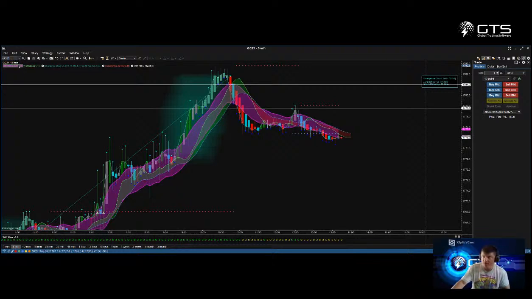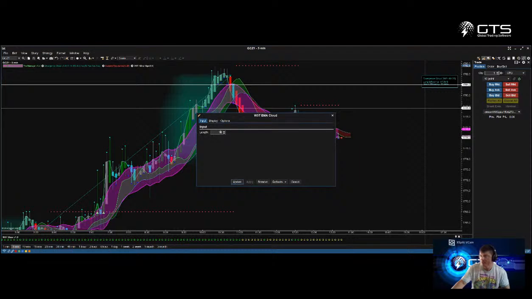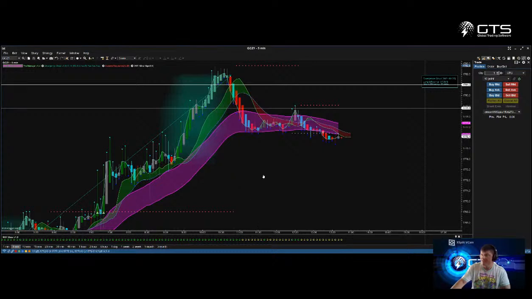It is risk free. Now, let me put this back to normal here for this time frame. Sorry, had a little bit of a brain fart there.